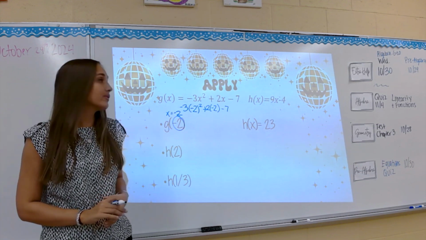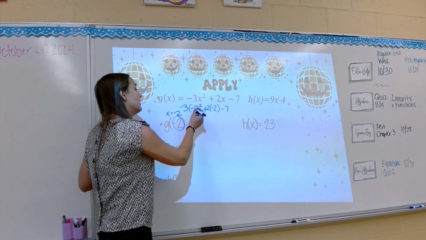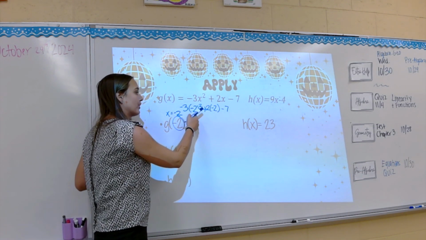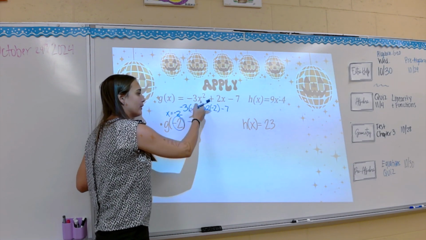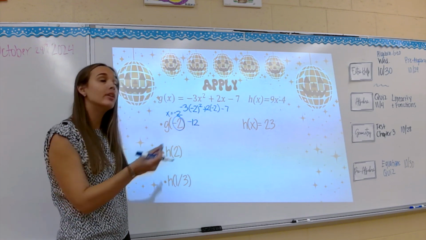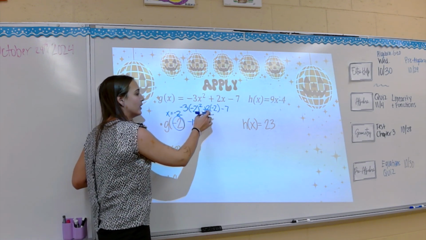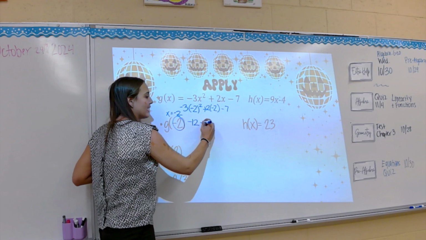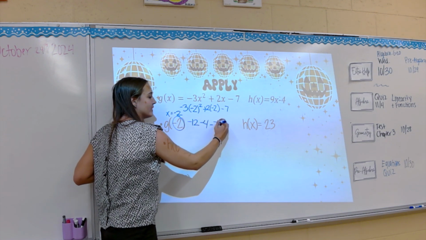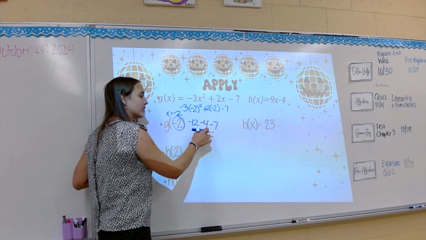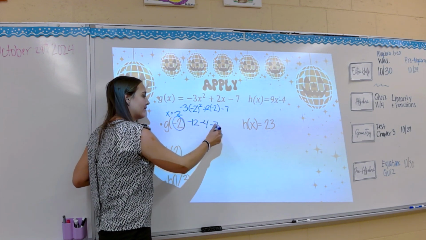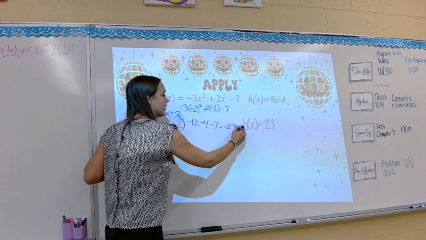I'm going to use my exponents first. So I do -2 squared, which is 4, times -3 is -12. -2 times -2 is 4, times -3 is -12. 2 times -2 is -4, minus 7, and then I add them up together. -12 minus 4 is -16, minus 7 is -23.